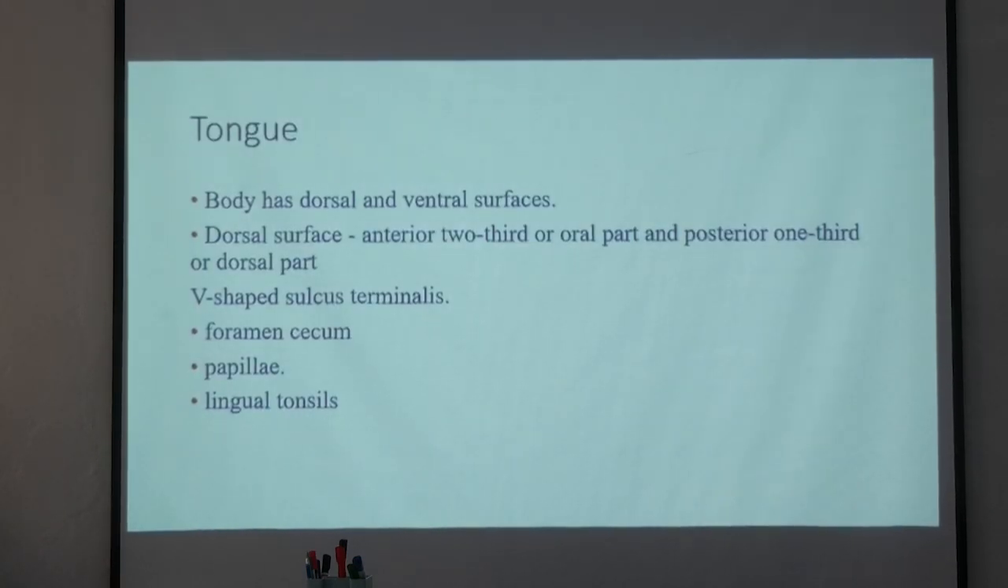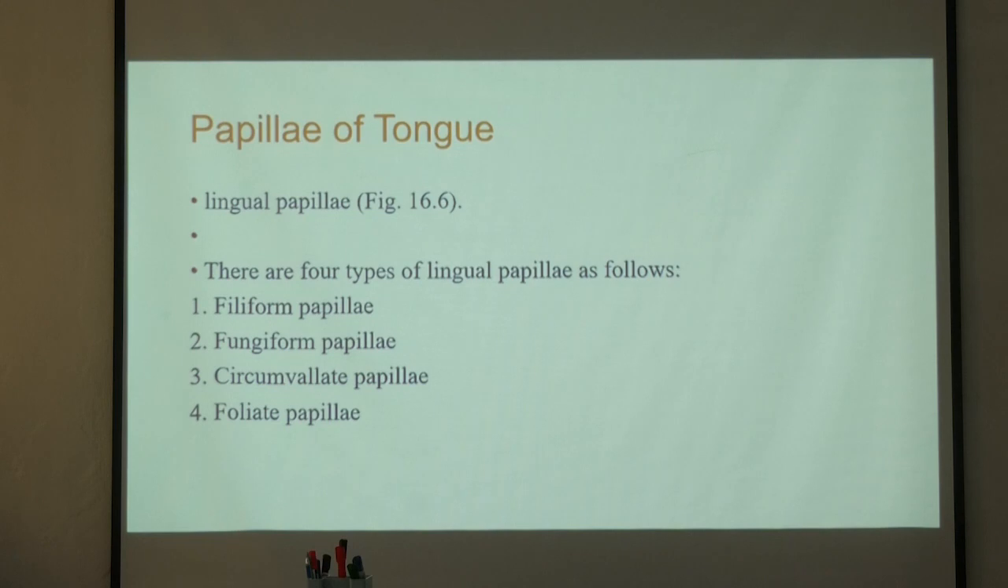Now the tongue and the body, dorsal and ventral surface. Dorsal surface: anterior two-thirds or oral part, and posterior one-third is the pharyngeal part. V-shaped sulcus terminalis, foramen cecum, papillae, lingual tonsils. Papillae of the tongue, lingual papillae. There are 4 types of lingual papillae as follows: filiform papillae, fungiform papillae, circumvallate papillae, and foliate papillae.